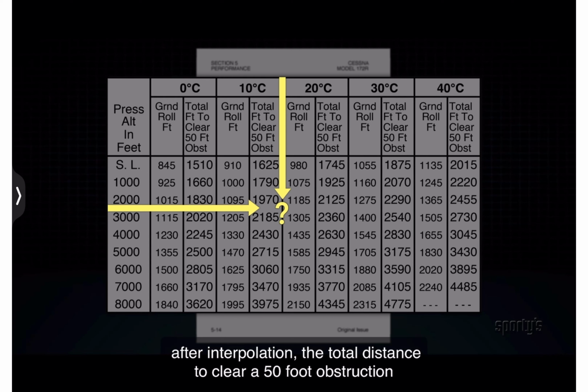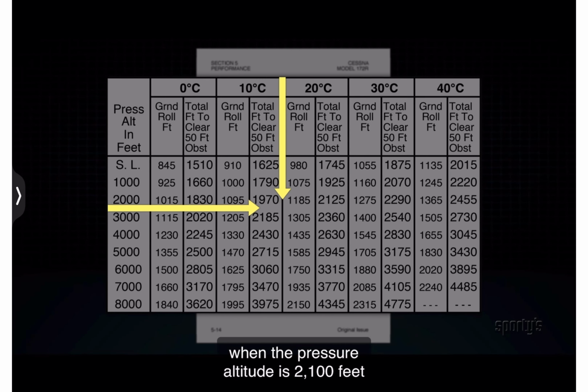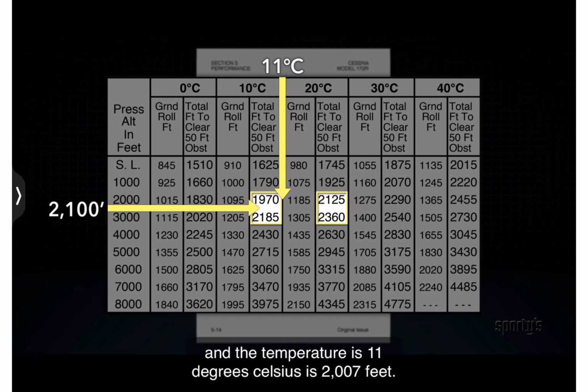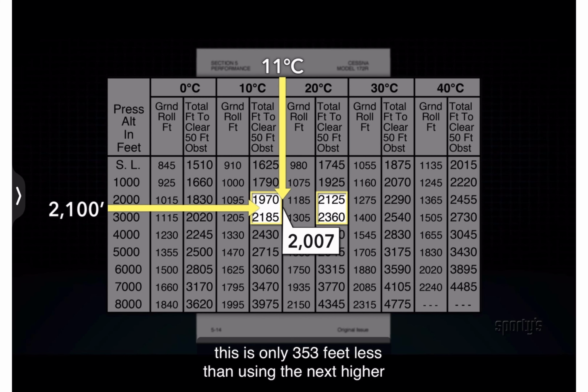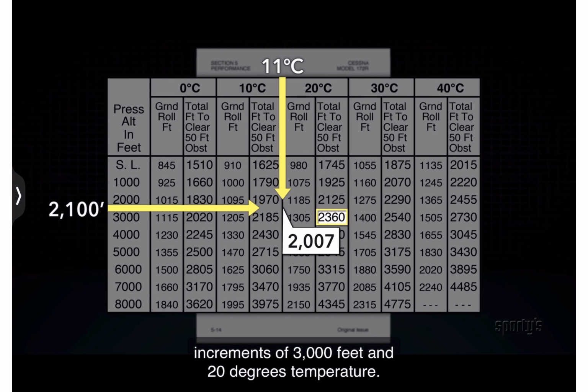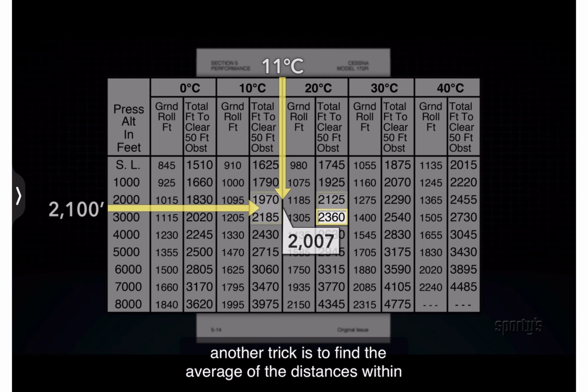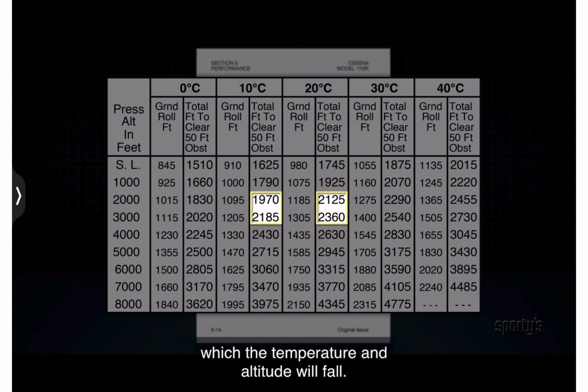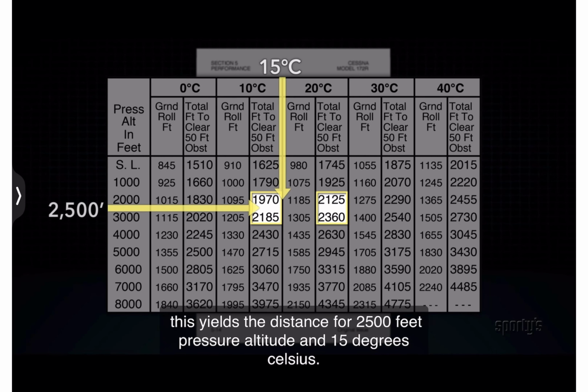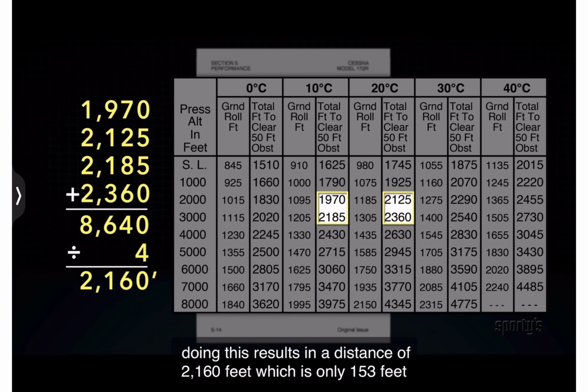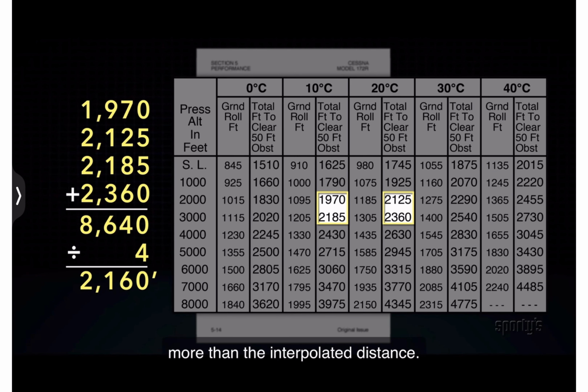After interpolation, the total distance to clear a 50-foot obstruction when the pressure altitude is 2,100 feet and the temperature is 11 degrees Celsius is 2,007 feet. This is only 353 feet less than using the next higher increments of 3,000 feet and 20 degrees temperature. Another trick is to find the average of the distances within which the temperature and altitude will fall. This yields the distance for 2,500 feet pressure altitude and 15 degrees Celsius. Doing this results in a distance of 2,160 feet, which is only 153 feet more than the interpolated distance.